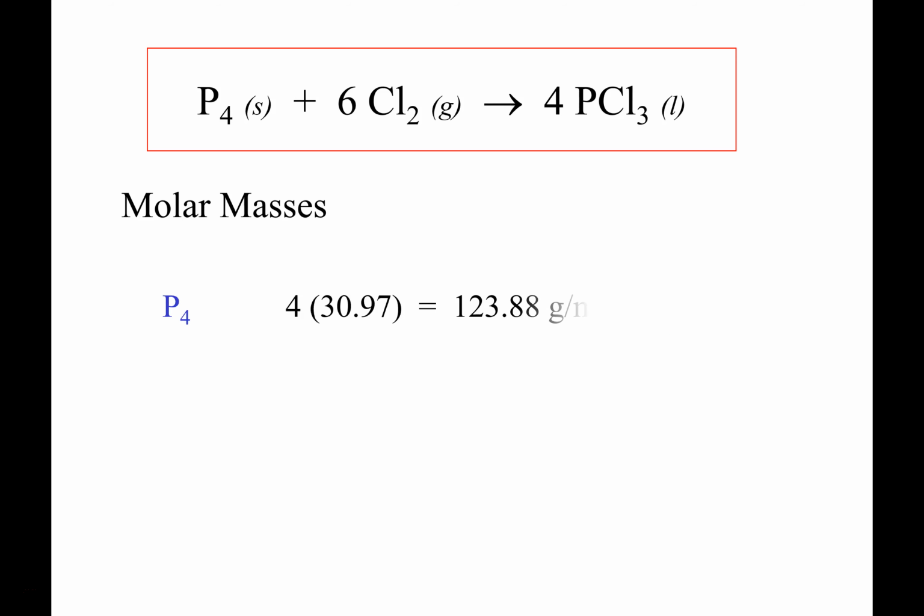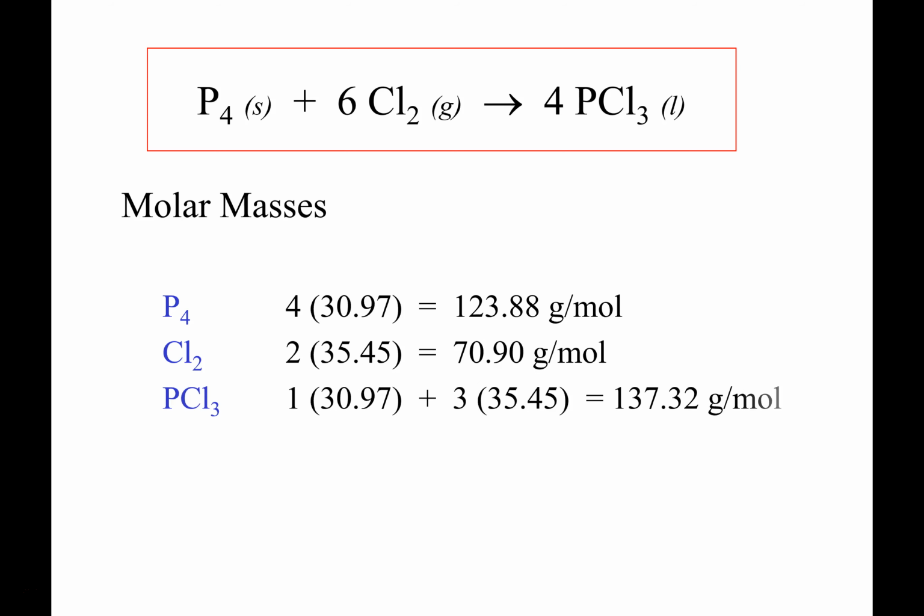I need to knock out some molar masses. Molar mass of P4 is 4 times the decimal number of 1 phosphorus. You guys have all these. The molar mass of Cl2 is 2 times the decimal number of 1 chlorine. And the molar mass of the product is 1 times the decimal number for phosphorus plus 3 times the decimal number for chlorine.